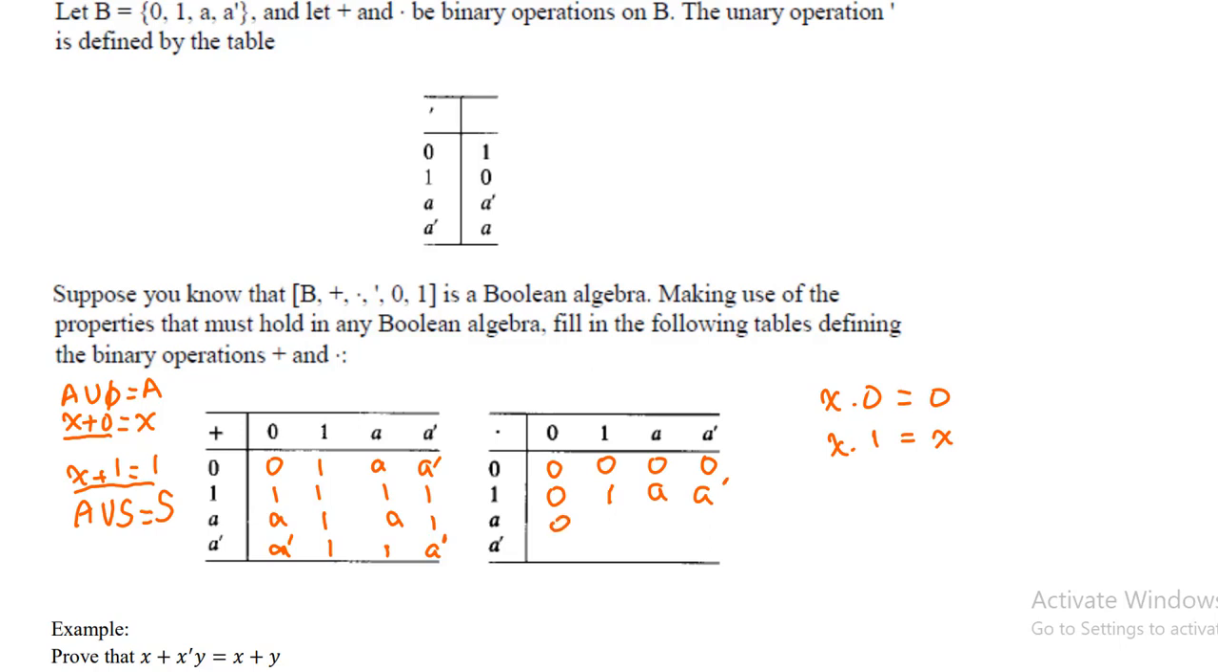A dot 1 is A. A dot A is A. A dot A not is 0, an empty set, right? A not dot 0 is 0. A not dot 1 is A not. A not dot A is 0. And A not dot A not is A not. This is just to practice these properties here.